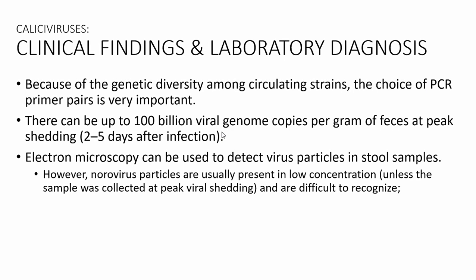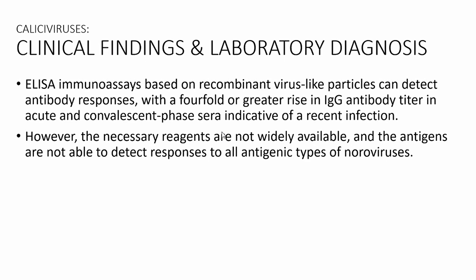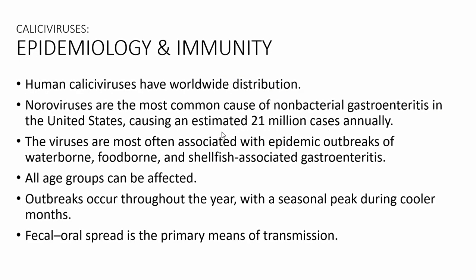Electron microscopy can be used to detect virus particles in stool samples, but norovirus particles are usually present in low concentration and are difficult to recognize. ELISA immunoassays based on recombinant virus particles can detect antibody responses with a 4-fold or greater rise in IgG antibody titer in acute and convalescent phase sera, indicative of recent infection. However, the necessary reagents are not widely available, and the antigens are not able to detect responses to all antigenic types of noroviruses.